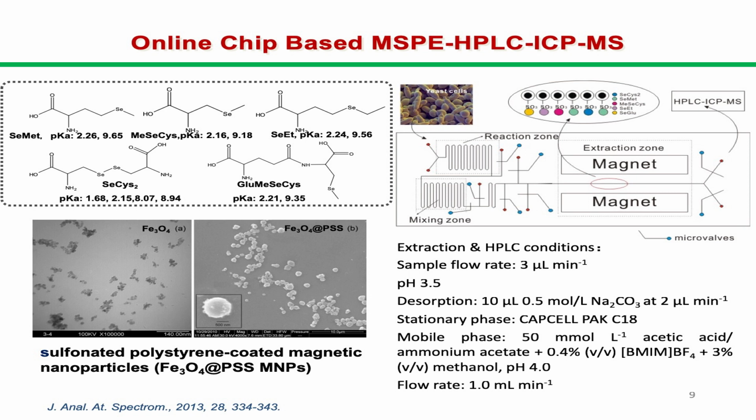Similarly, we can develop an online system, chip-based magnetic solid phase microextraction with HPLC-ICP-MS for selenium speciation in cells. In this case, we use sulfonated polyester-coated magnetic particles as the adsorbent for magnetic solid phase extraction. This is the typical chip-based microextraction device. We use this kind of device to extract different kinds of selenium amino acids. And this is a typical extraction at HPLC conditions.